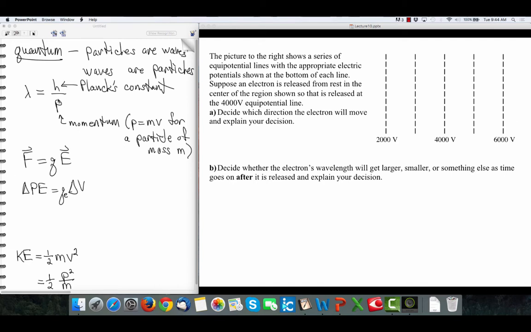And if the momentum's getting bigger and bigger, then because the wavelength is inversely dependent on the momentum, the wavelength has to be getting smaller and smaller. So that tells you something about particles. As they move faster and faster, their wavelength gets smaller.